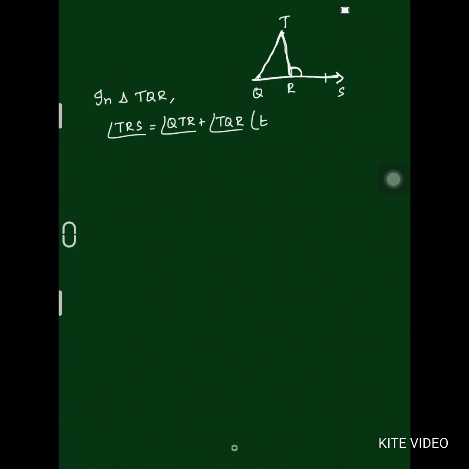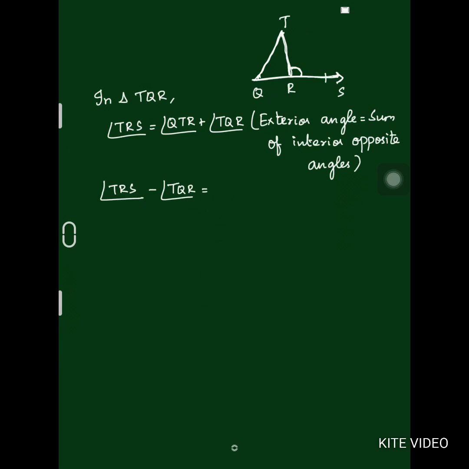Again, what is the reason? Exterior angle is equal to sum of interior opposite angles. So, here TRS, TQR comes this side, minus TQR is equal to QTR. This is equation number 2.